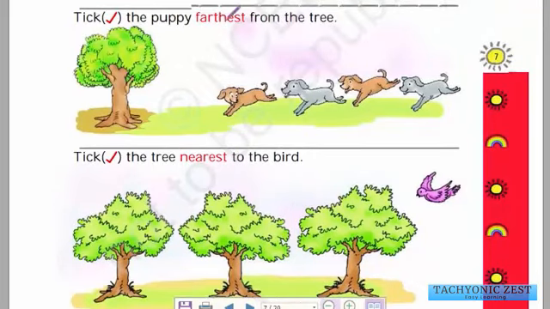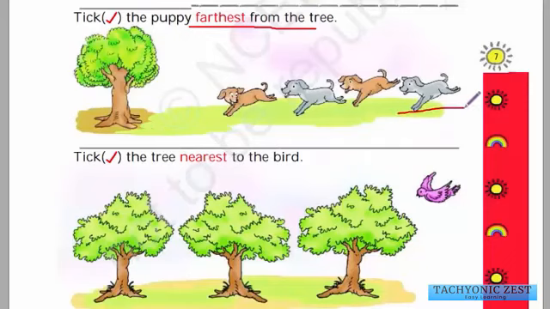This is the diagram, and it has asked tick the puppy which is farthest from the tree. So this is the diagram of a tree, and these are the diagrams of some puppies. Now we need to identify the puppy who is the farthest from the tree. We'll also try to tick the one that is the nearest. Now we know that something is farthest from some object when no one else will be farther than him. That means this puppy, as we can see, is the farthest from this tree because no one is after him. So we will say that this puppy here is the farthest from this tree.